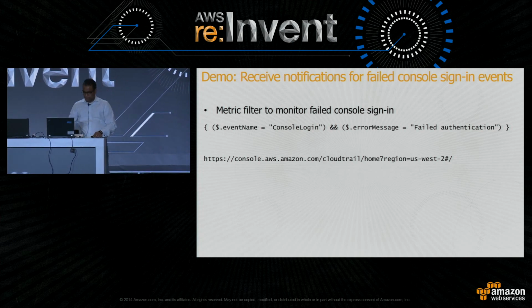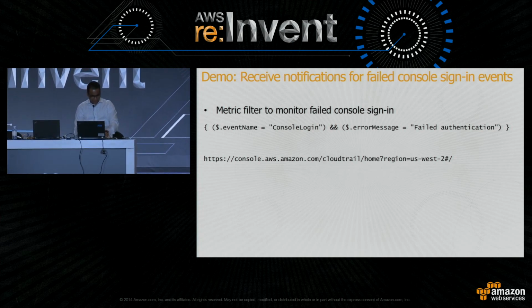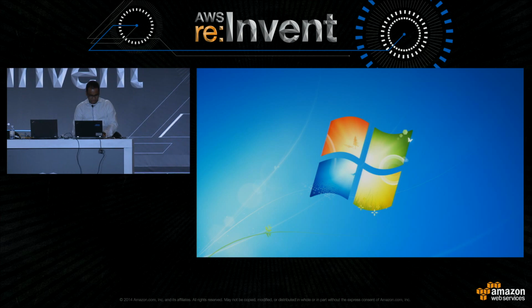So let me get onto my computer and go out of presentation mode for a second. And what I've done is, to demonstrate this, I've set it up in the Oregon region. So for two authentication failures happening in less than a minute, I would get a notification. So I'll go ahead and type in a wrong password, and I'll try to sign in.